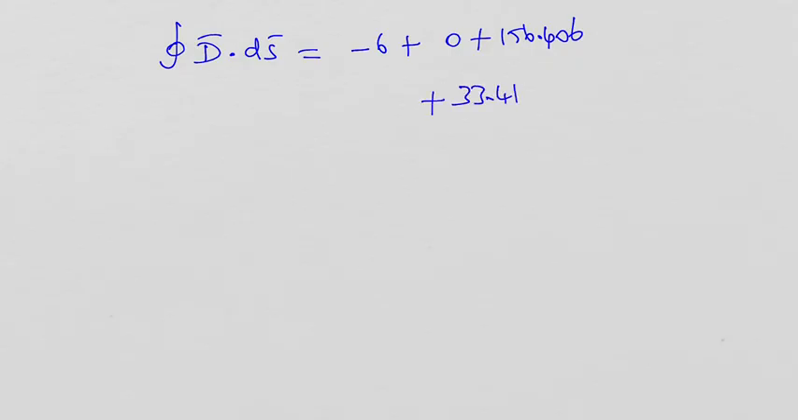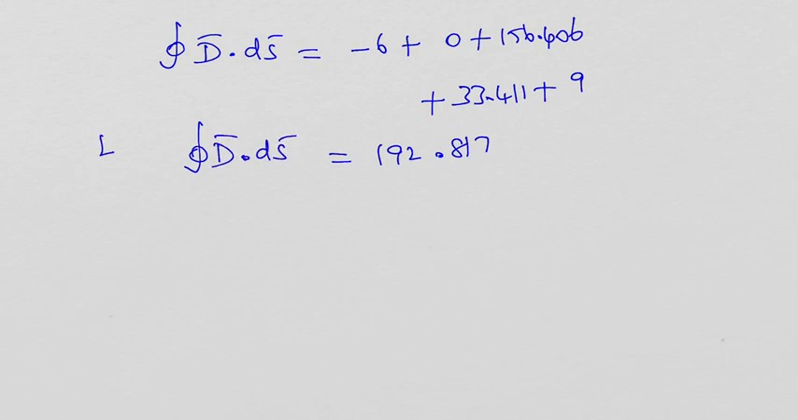So what are all the surfaces you have taken into consideration? D dot ds divided by the first surface is minus 6, the second surface it is 0, the third surface it is 156.406, the fourth surface it is 33.411, and the fifth surface it is 9, so totally it becomes 192.817. So this is the result of the left hand side, right?